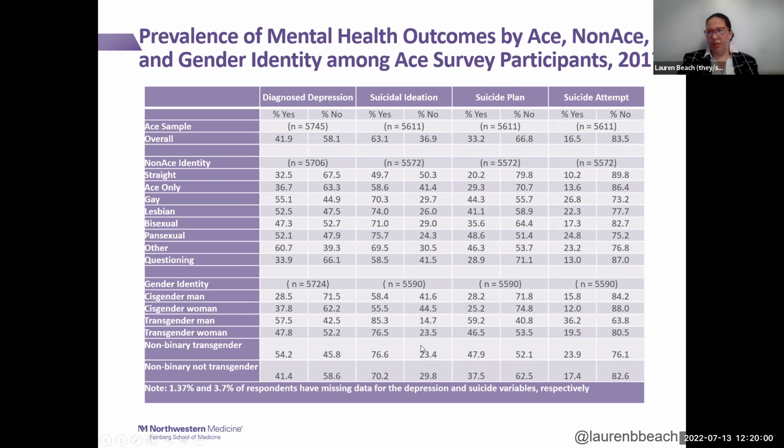And so what you see here, again, is very high levels of depression, suicidal ideation, plan, and attempt. Looking at transgender people, 85% of transgender men, 76% of transgender women, 76% of non-binary transgender people, and 70% of non-binary people who aren't trans report suicidal ideation. Those numbers are very, very high. They are similarly high, although with trans men being the highest, to what people are reporting for gay, lesbian, bisexual, pansexual, and other identities in the study.